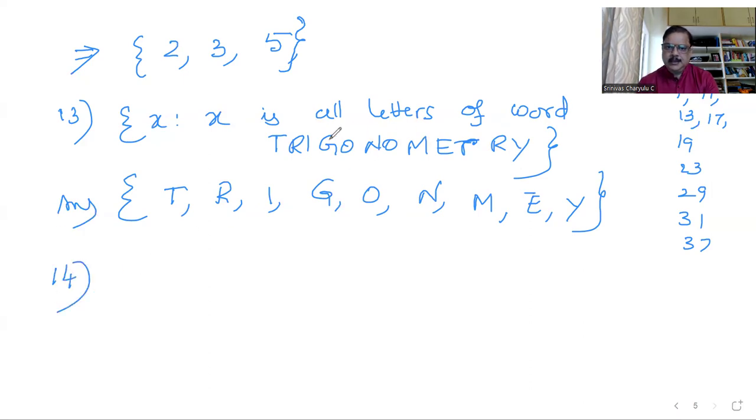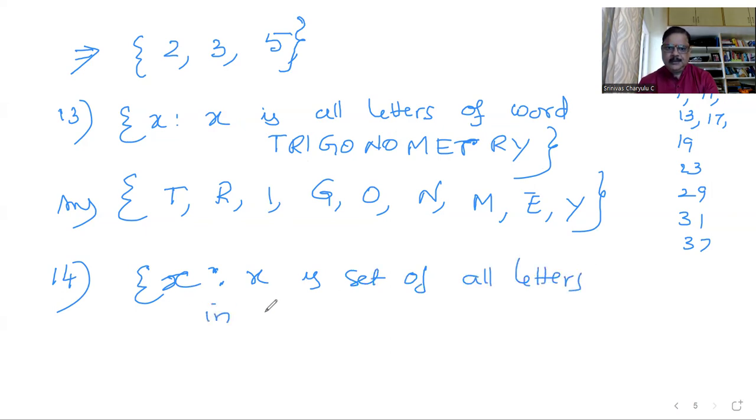So understand clearly, all letters of the word. We should not write all letters; repeated letters we can remove. Then the set of letters in the word "better": set of all x such that x is a letter in the word "better".